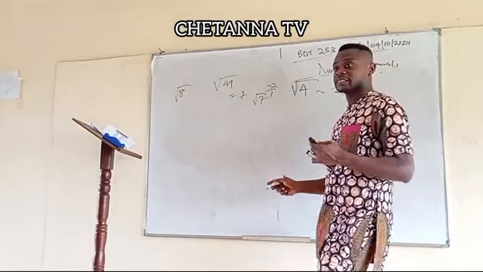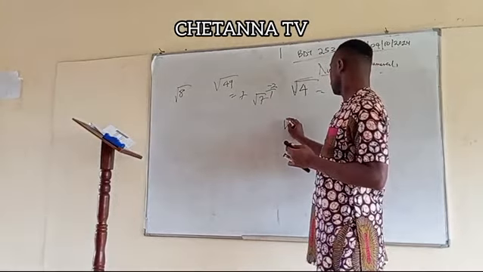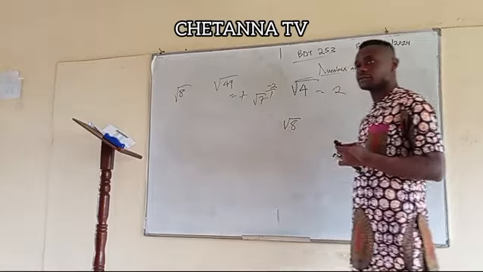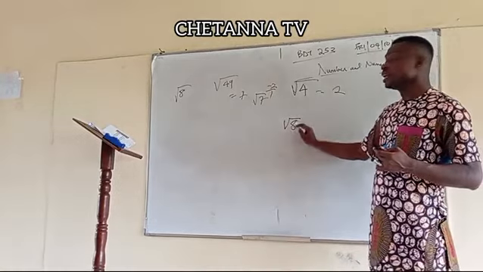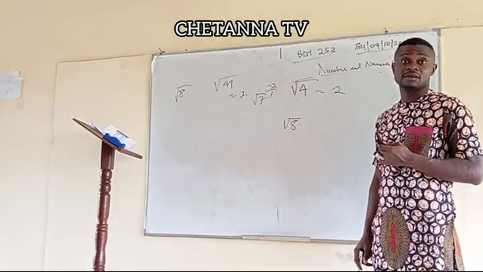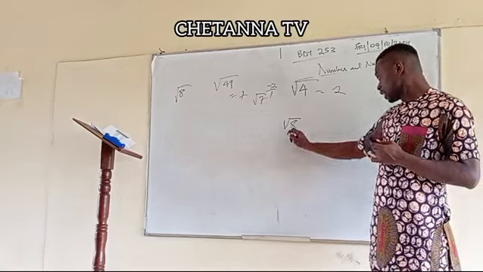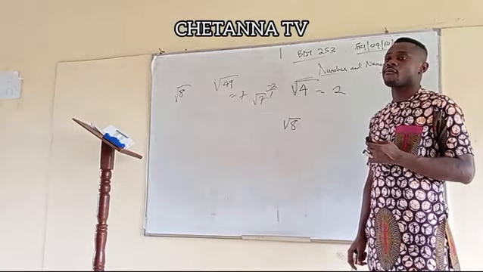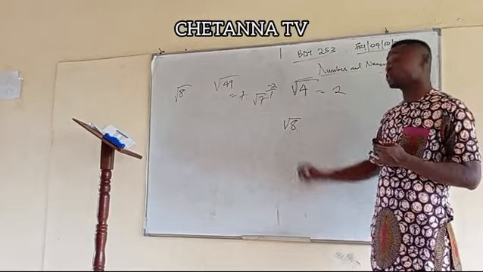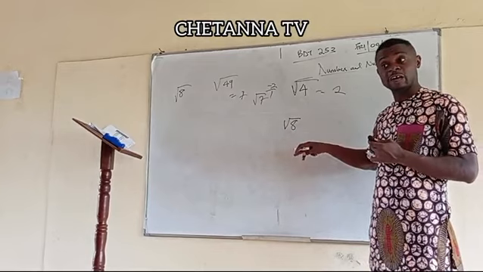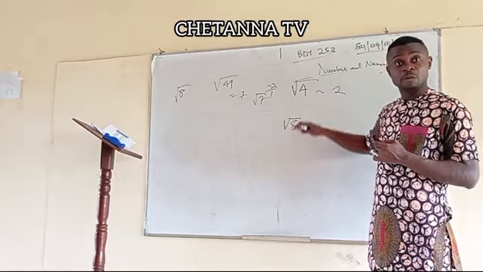Okay. Now, see what I mean? Root 8, right? Root 8. 8 is not a perfect square. Okay? 8 is not a perfect square. It's a surd, but it's not a basic surd. You can say bring it, you can say what?